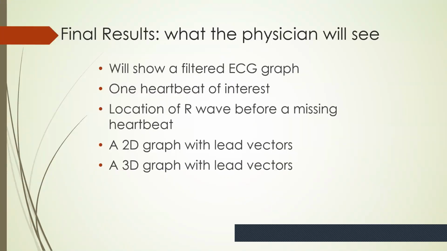In terms of final results, meaning what the physician will see, we'll see a filtered ECG graph, 1 heartbeat of interest, the location of an R wave before a missing heartbeat, and a 2D and 3D graph with lead vectors.